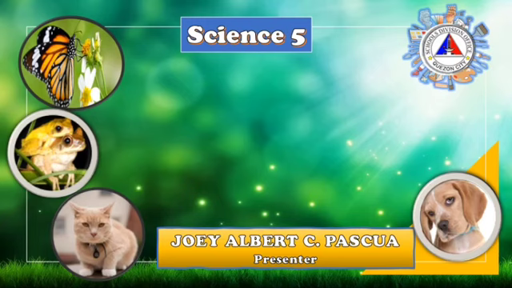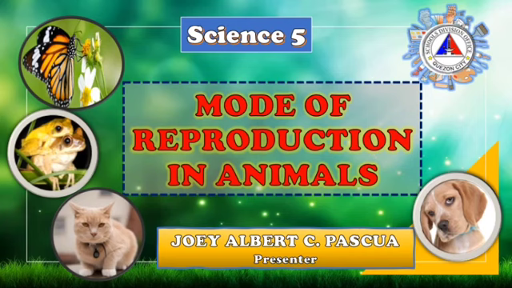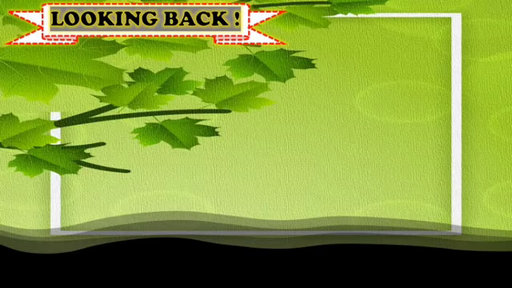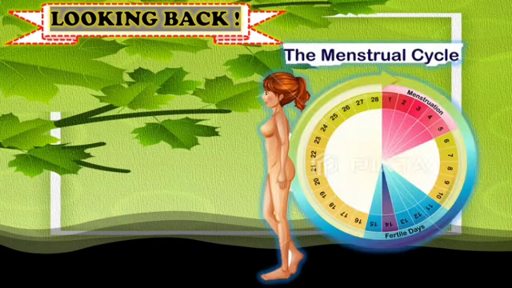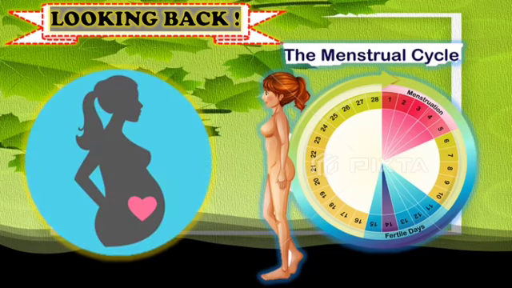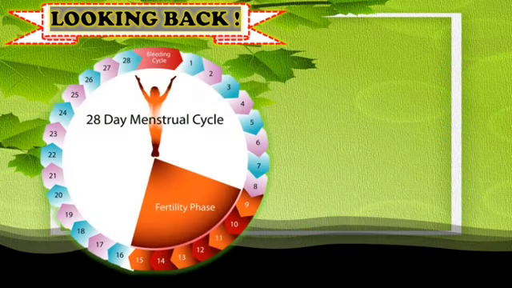Good day, everyone. Our topic for today is all about the mode of reproduction in animals. Last meeting, we discussed the menstrual cycle. You have learned that the cycle is a process that prepares a woman for pregnancy. This cycle repeats itself for about 28 days during the reproductive years of most women.